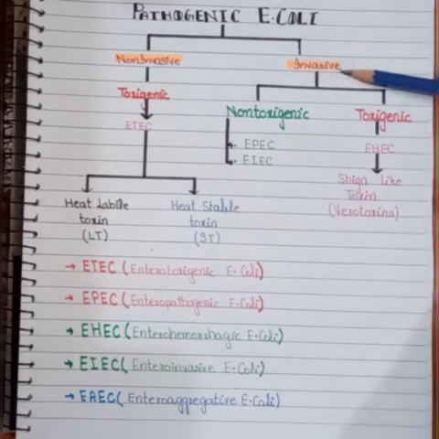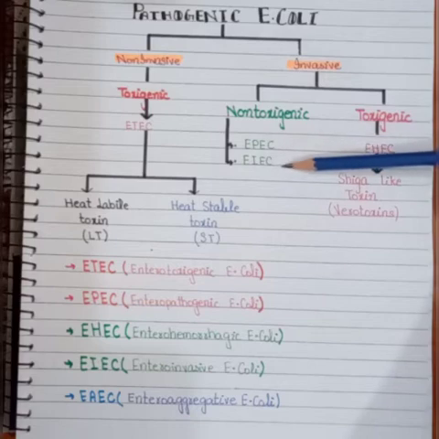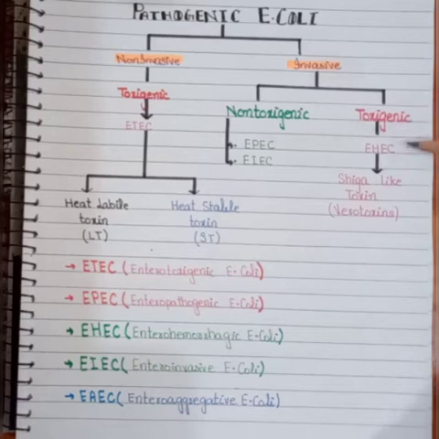On the other hand, we have the invasive E. coli. These may be non-toxigenic or toxigenic. In the non-toxigenic, we have the enteropathogenic E. coli or enteroinvasive E. coli, and in the toxigenic we have the enterohemorrhagic E. coli, because it will produce the Shiga-like toxin. That's why it is associated with the toxigenic E. coli, and these Shiga-like toxins are also known as verotoxins.